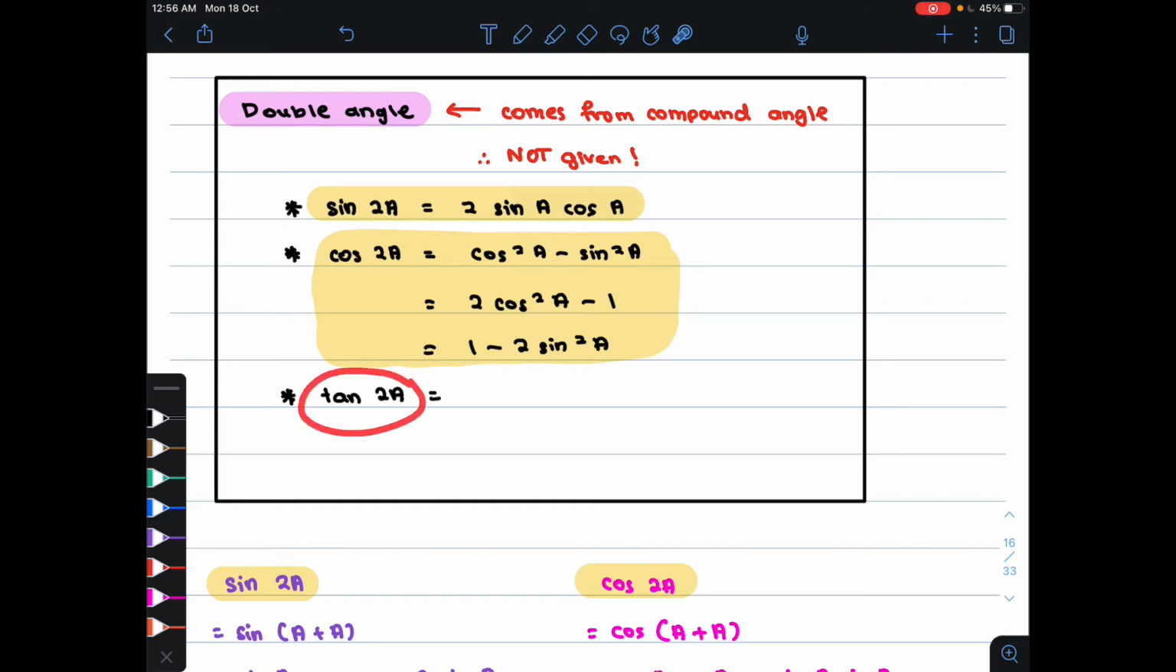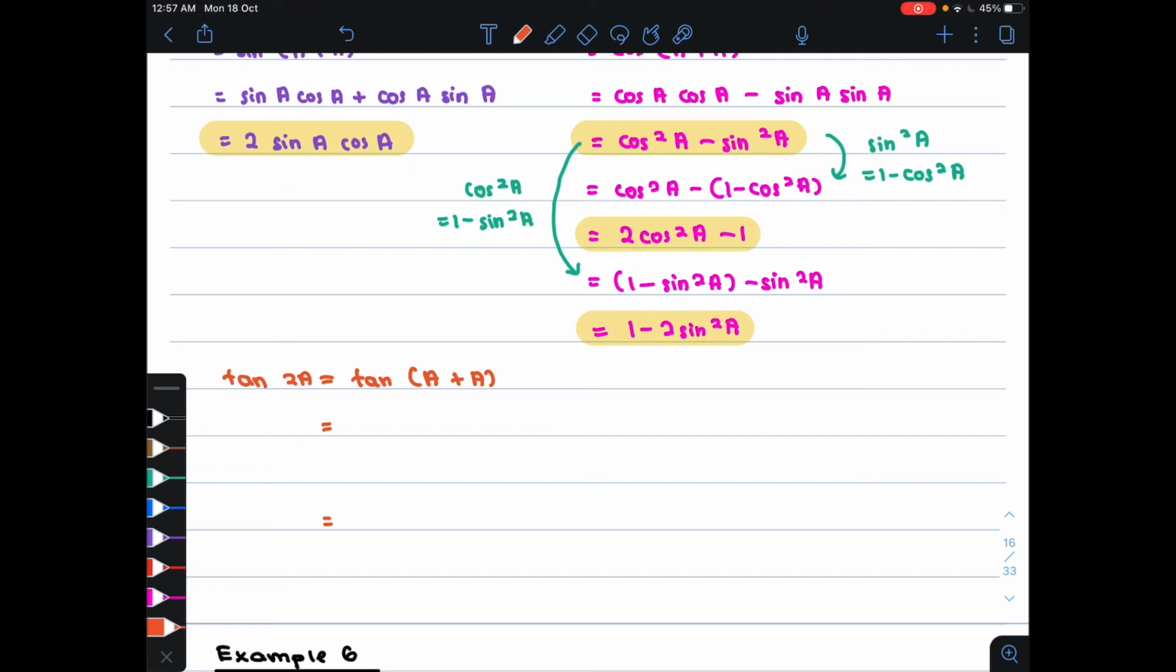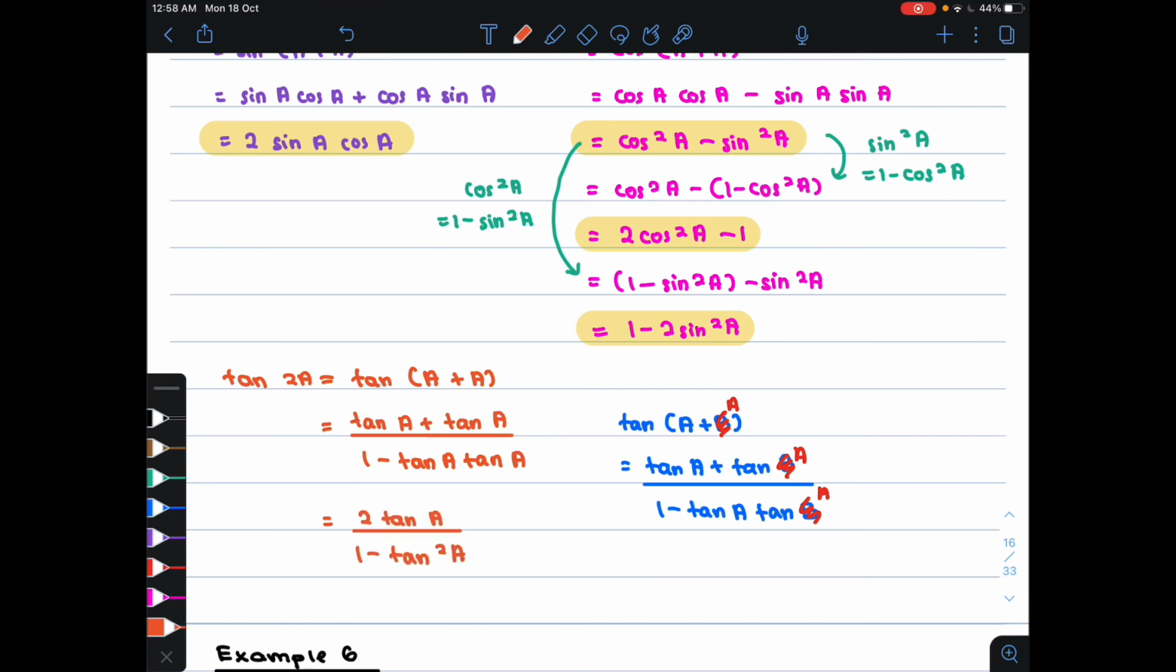Now, what about tan 2A? Tan 2A is tan(A plus A). So using the compound angle formula, tan(A plus B) is tan A plus tan B divided by 1 minus tan A tan B. But since we have tan(A plus A), we're going to change B to become A. So we'll get tan A plus tan A divided by 1 minus tan A tan A. And by simplifying, that will give you 2 tan A divided by 1 minus tan squared A.